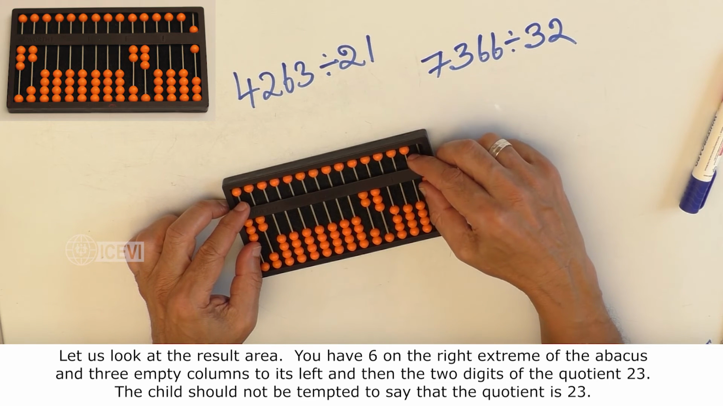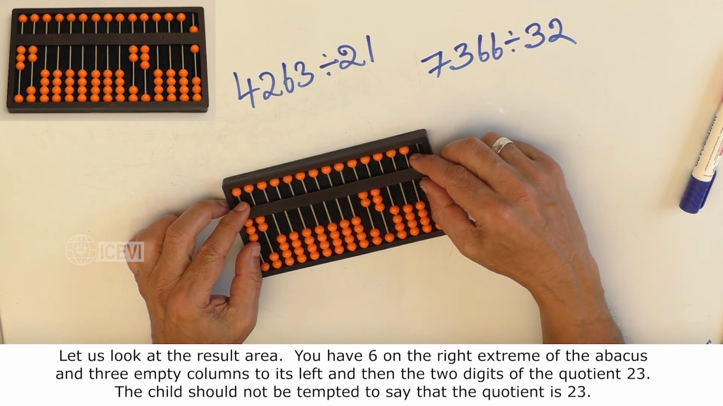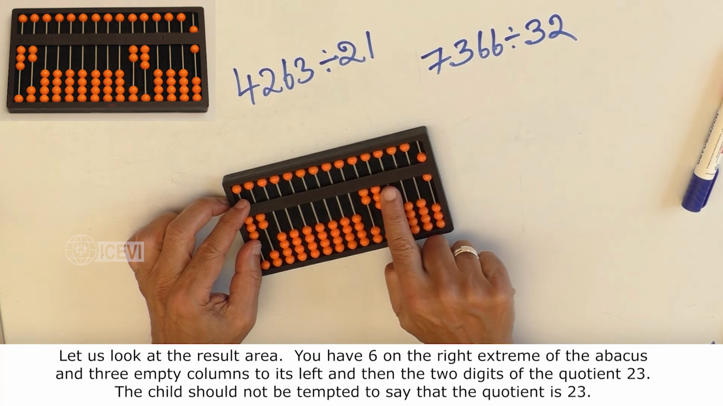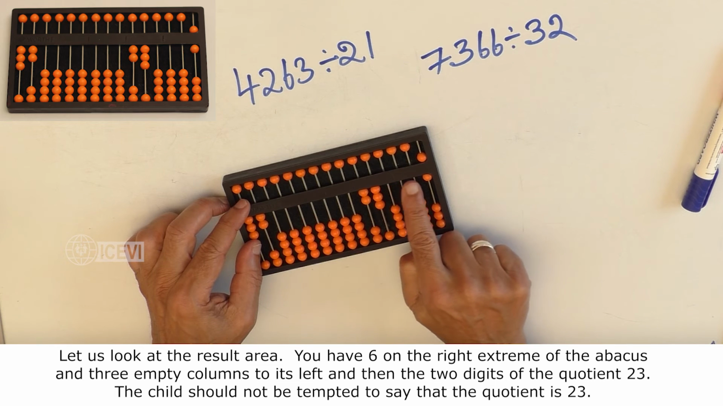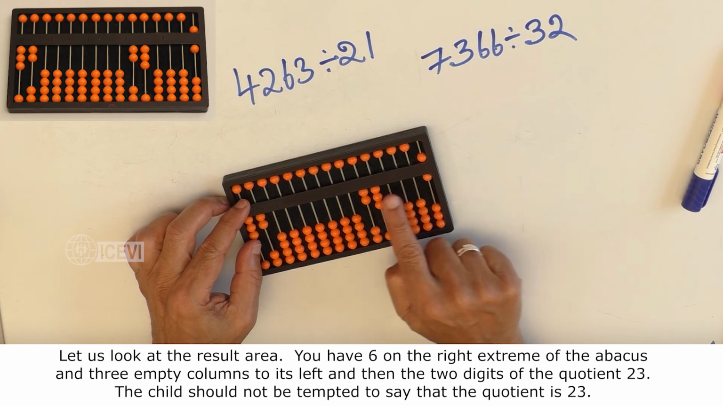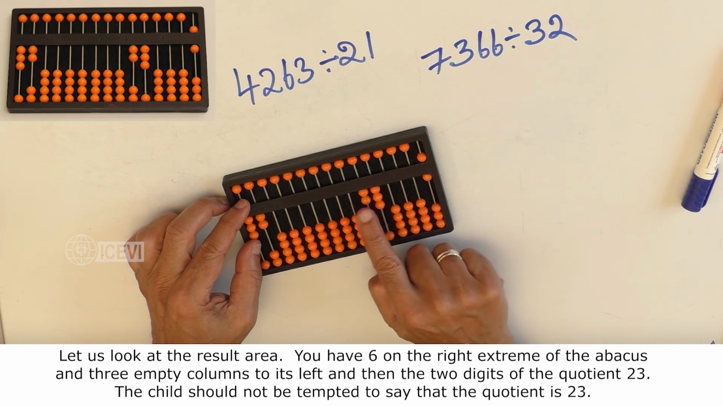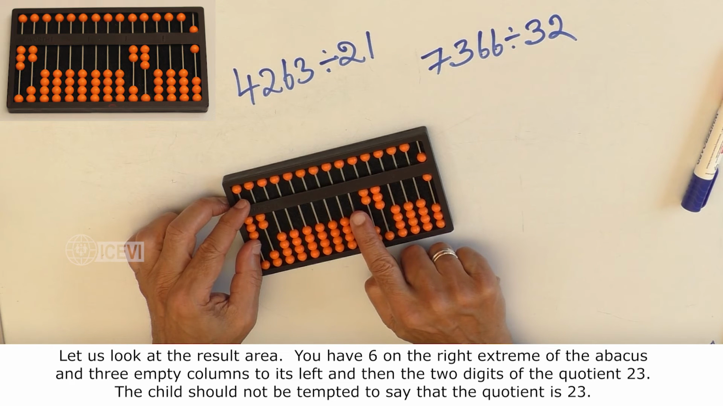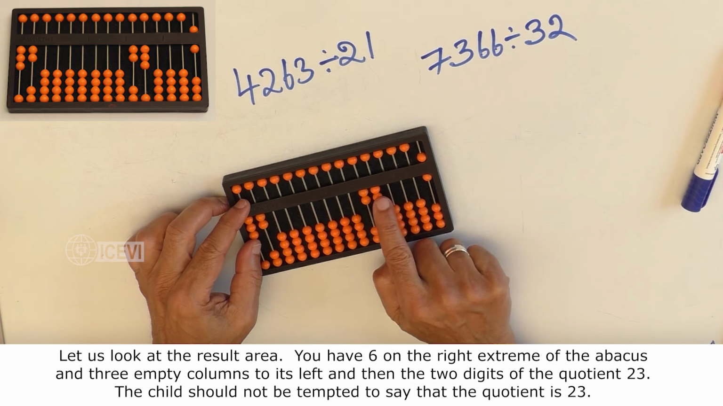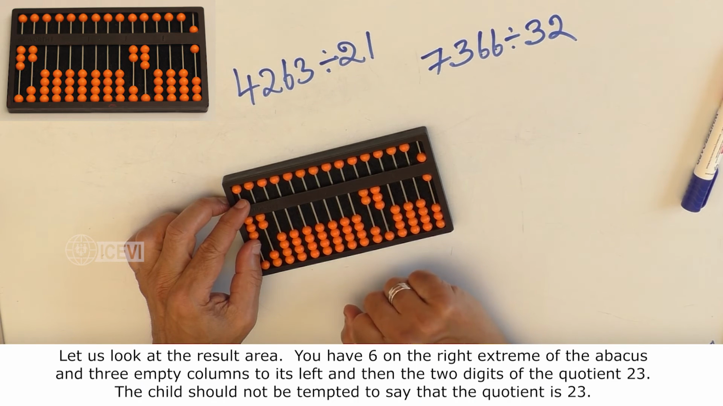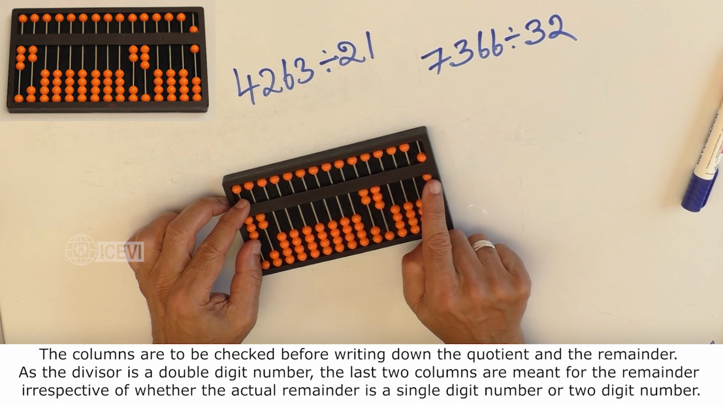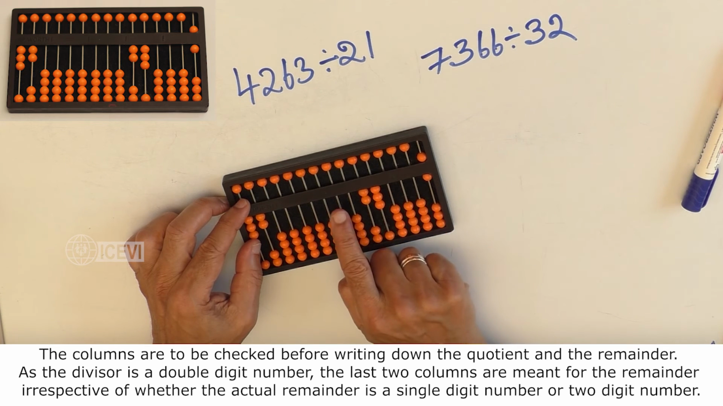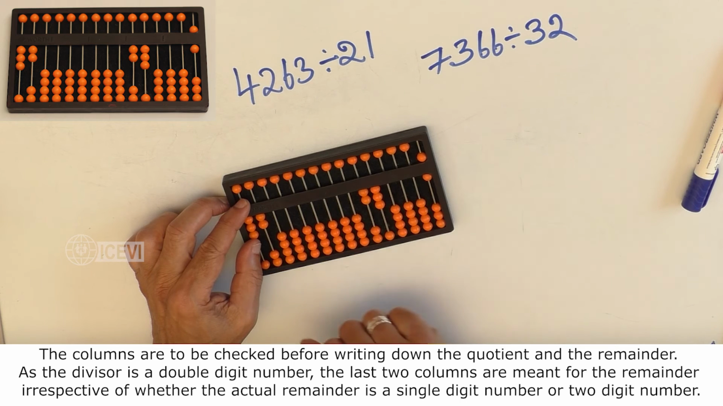Let us look at the result area. You have 6 on the right extreme of the abacus and 3 empty columns to its left, and then 2 digits of the quotient, 23. The child should not be tempted to say that the quotient is 23. The columns are to be checked before writing down the quotient and the remainder.